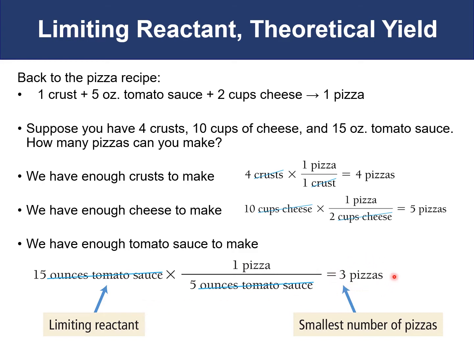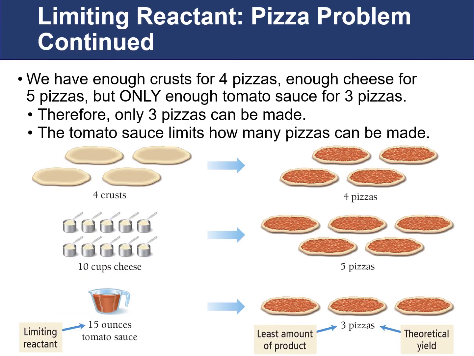The way we can tell that this is the limiting reactant is by calculating a common thing, in this case how many pizzas each can make, and we look for the smallest one. Whichever one makes the least is the one that's going to run out first. Looking at this more pictorially, if we have 4 pizza crusts, we can make 4 pizzas. 10 cups of cheese will make 5 pizzas, and 15 ounces of sauce will make 3 pizzas. So the one that makes the least is our tomato sauce. That will be the one that limits how many pizzas we can make.